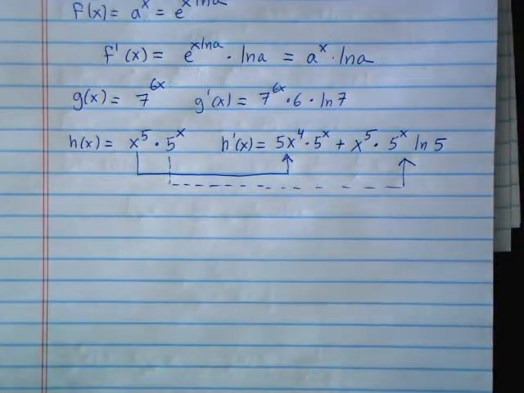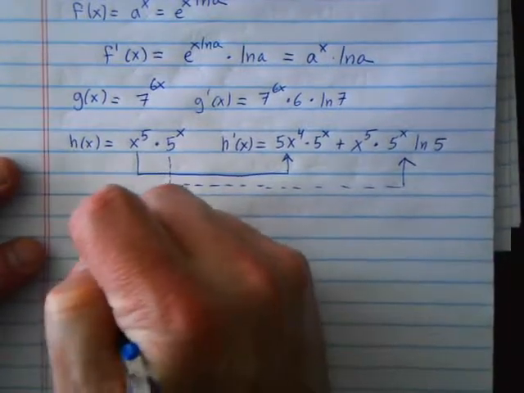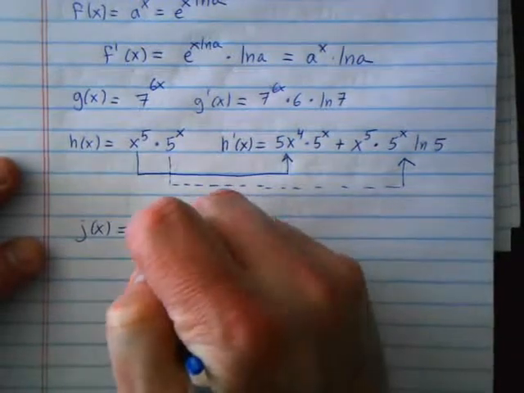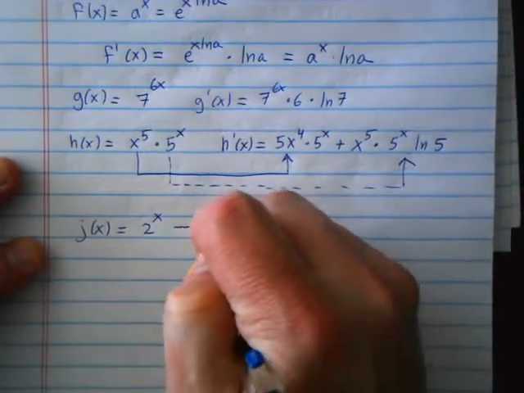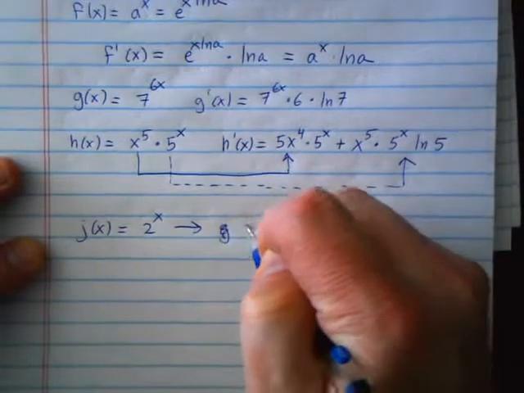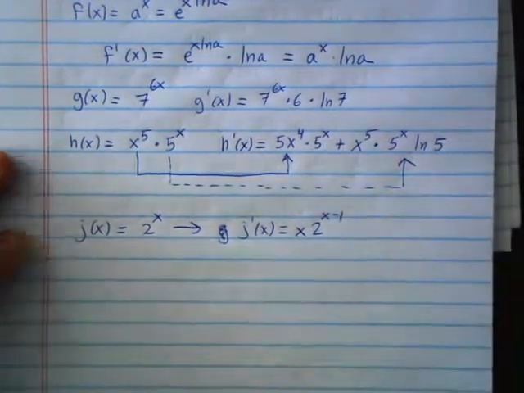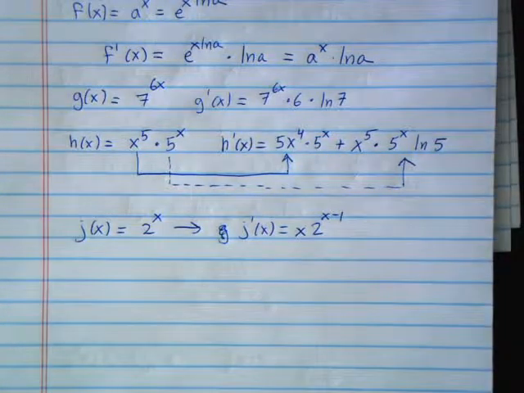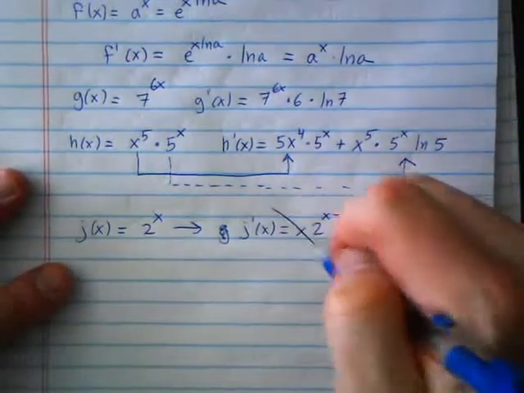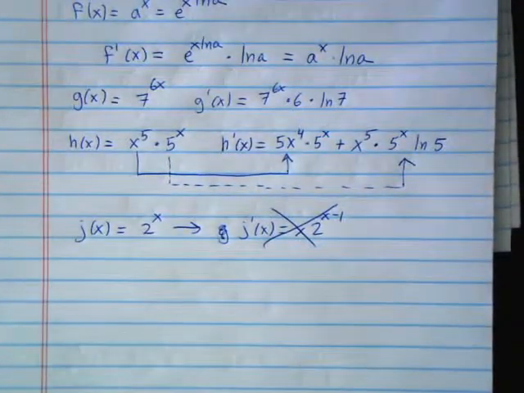I will see people do this. If I give j of x equals 2 to the x, I will see people write j prime of x equals x times 2 to the x minus 1. Is that right? No. When your variable is in the exponent, you don't get to bring your exponent down and subtract 1 from your exponent. That does not work. That one's very wrong. I almost guarantee that on the next test I will see at least one person do that. Hopefully it's not you.